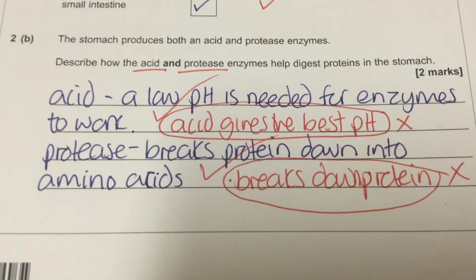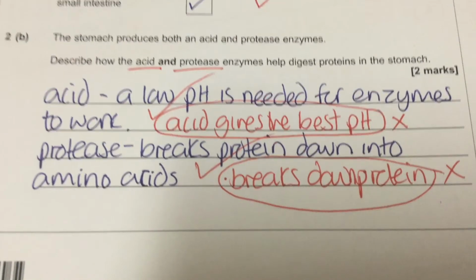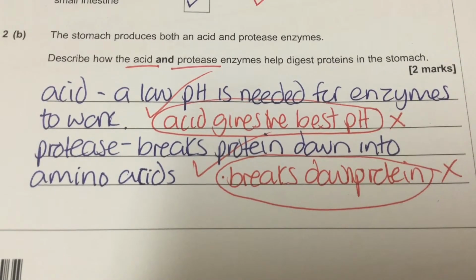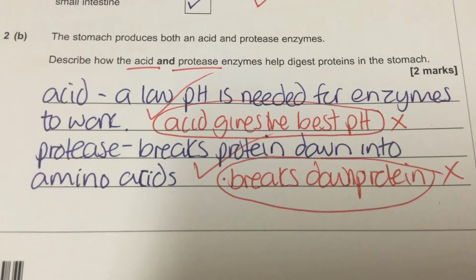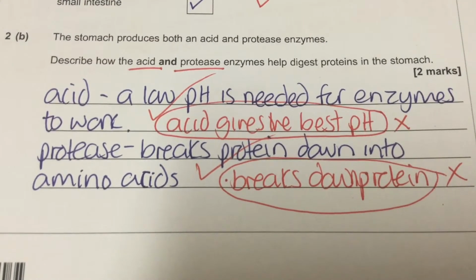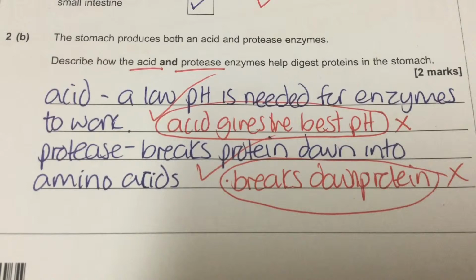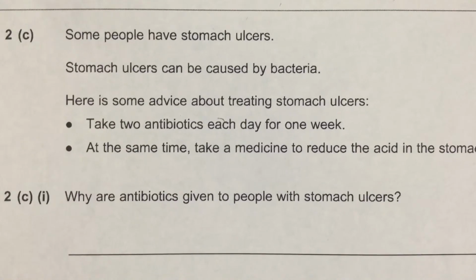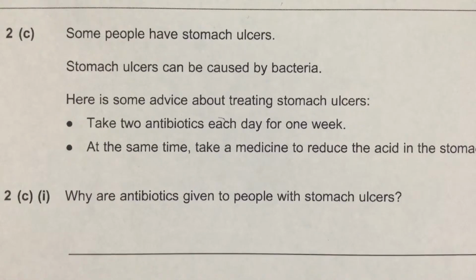So interestingly, according to the examiner's report, if you had just written that a low pH, i.e. the acid, gives the best pH, you wouldn't get the mark. Even if you'd said that the acid gives the optimum pH, you needed to specify that the low pH allows the enzyme to function properly. And the second mark relates to the protease. If you had simply said that the protease breaks down the protein, it's not enough to get the mark. You need to say what it breaks the protein down into, and that would be, of course, amino acids.